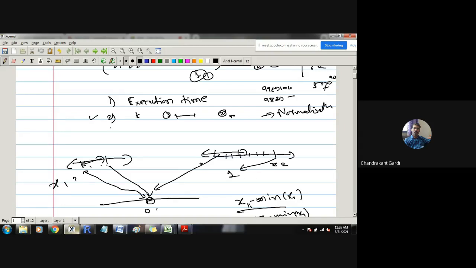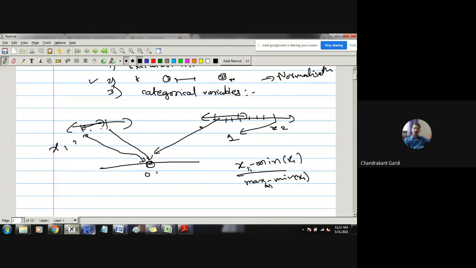Then the third one is what will happen if there are some categorical variables in the data. Finding distance between numerical variables is quite easy. But if there are some categorical variables in the data, then finding distance for those variables becomes difficult.